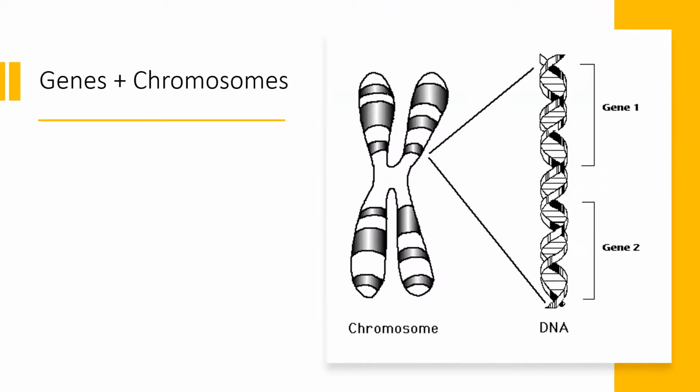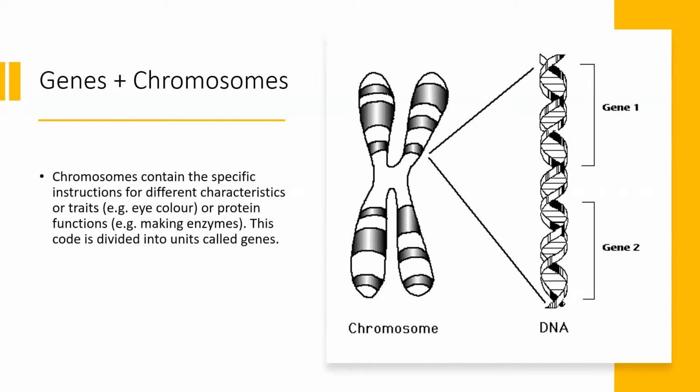All right, genes and chromosomes. What is the relationship here? The chromosomes contain specific instructions for all different characteristics and traits, for example, eye colour, or natural hair colour, or protein functions, such as making those enzymes. This code is divided into different sections along your chromosome, which are called genes.